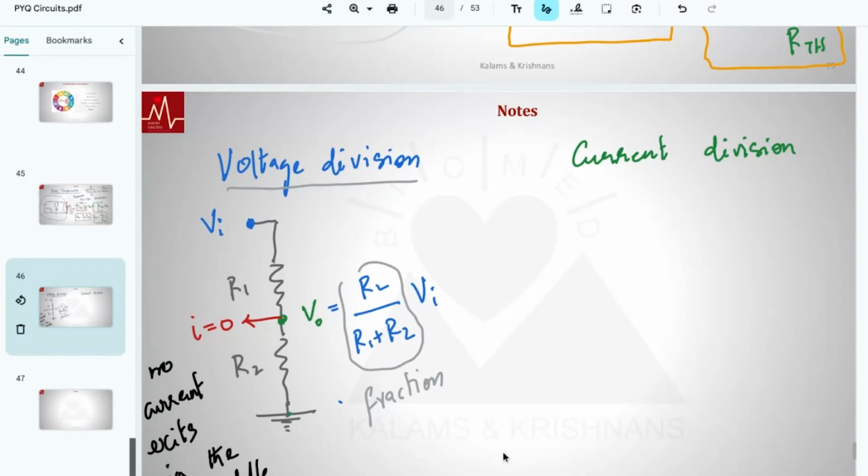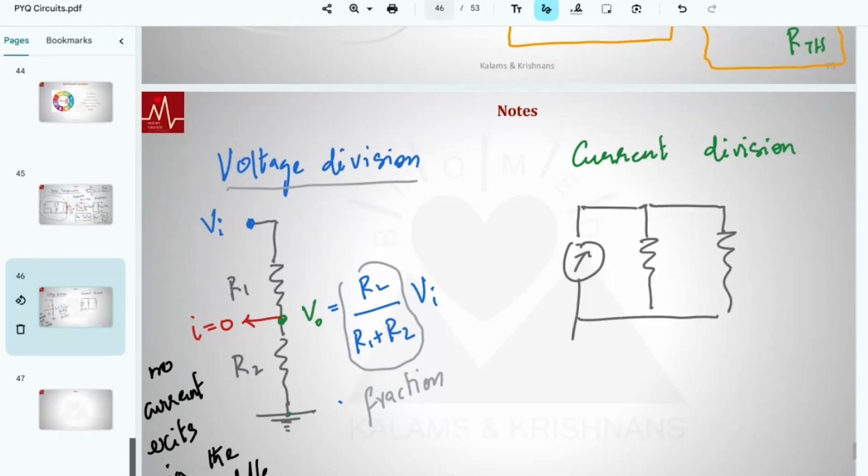But the circuit that we had is slightly different. We had a circuit like this. You have a current source. That current gets divided between two resistors. There is a net current entering and exiting this. Notice current I enters this, it should exit this. And again, we have resistances R1, R2.